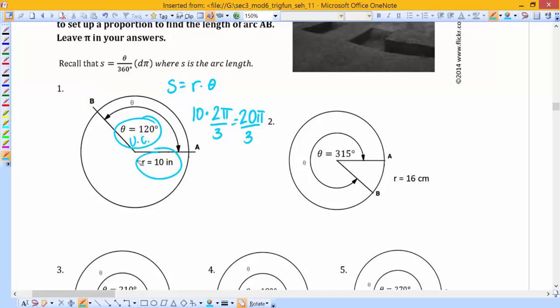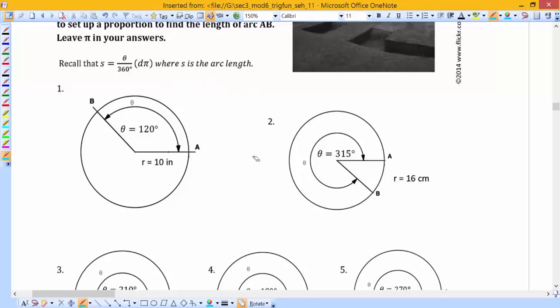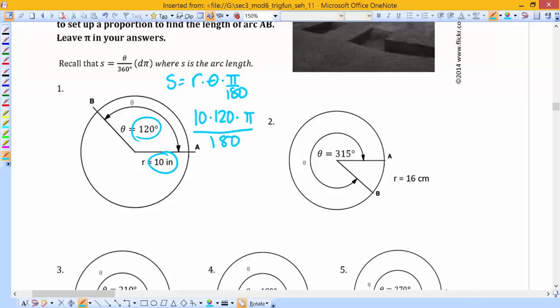Now let's pretend that you don't recognize that 120 is on your unit circle. I don't want to use this formula. There's just too much going on there. And I know the radius. So I'm going to use S equals R times theta times pi over 180. So here's my theta, here's my radius. 10 times 120 times pi all over 180. So I'm going to do some multiplication. 10 times 120 is 1200 pi over 180.